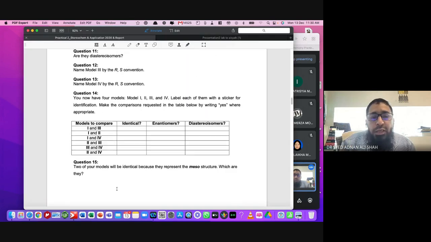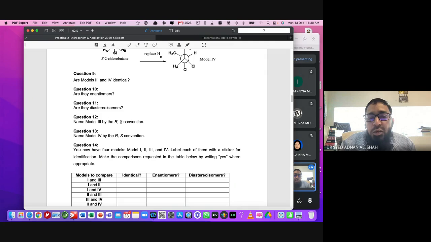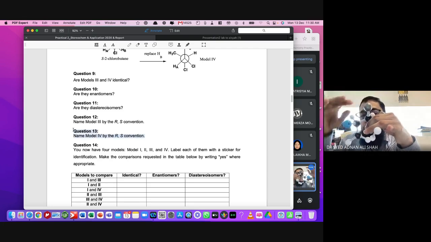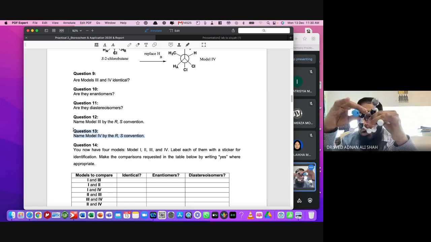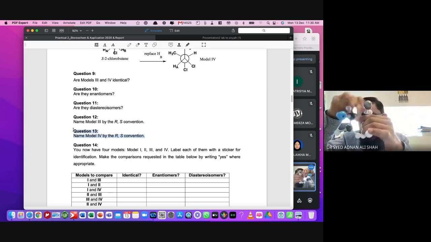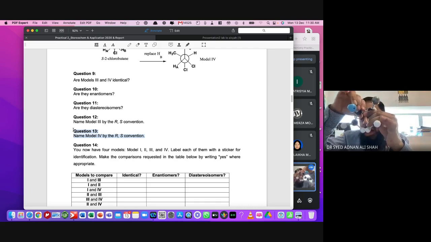So you have to answer the same. For Model 3, you have to give the R and S configuration. I already told you how to assign S and R, because there are two stereocenters. So one will be S and another will be R, or one will be S and the other will be S, or R and S, or R and R, like this.